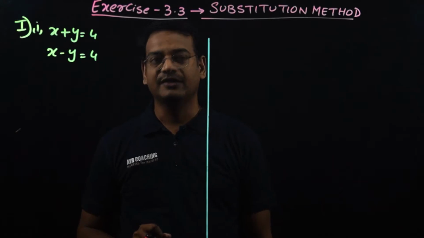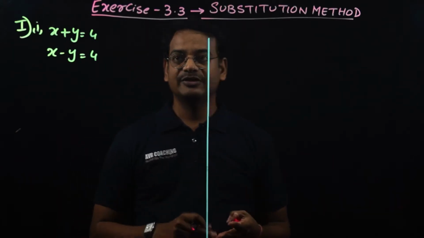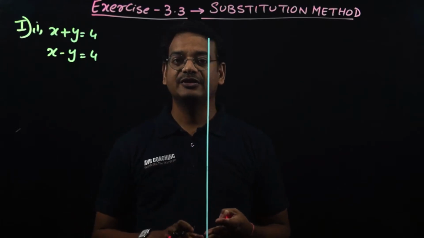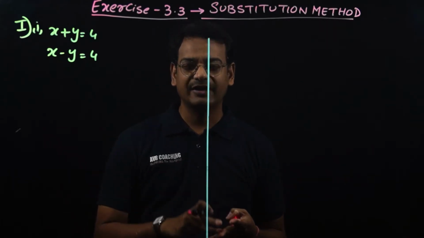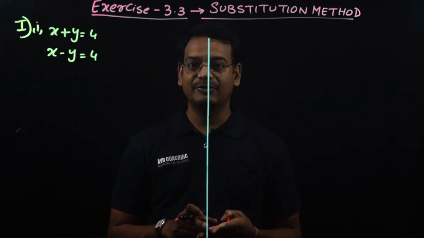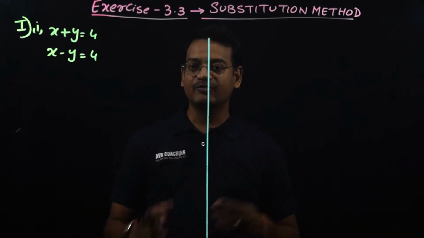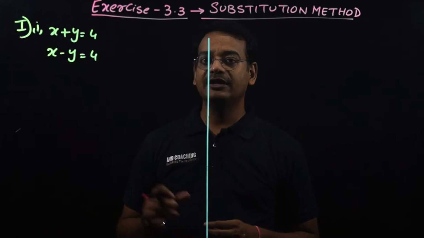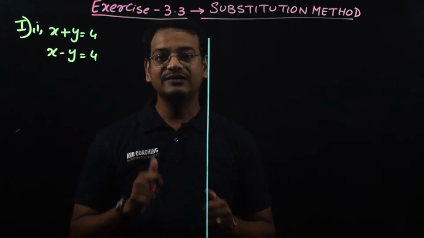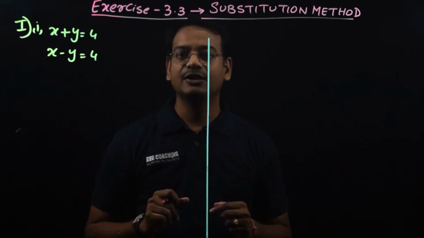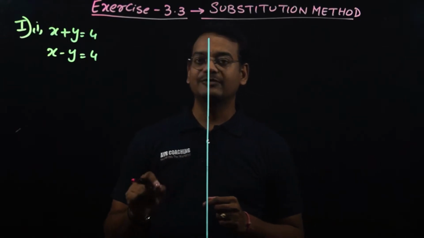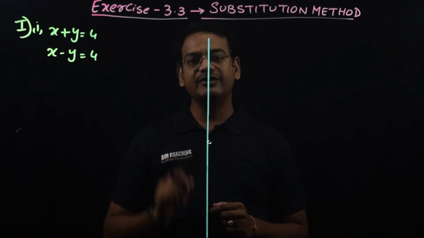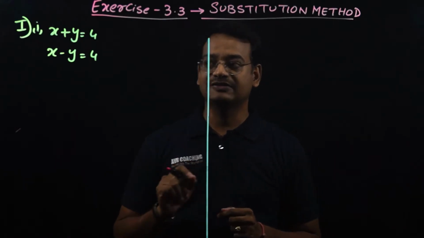x and y. So, substitution method in 3.3, in 3.4 we will be doing the elimination method, and in 3.5 or 3.6 we will be doing the cross multiplication method. These are other types of methods which we will be using to solve linear equations in two variables. But why are these methods necessary when you already have graphical representation? Graphical representation has some limitations.